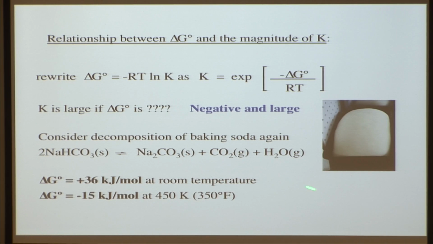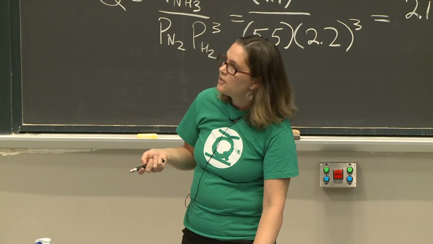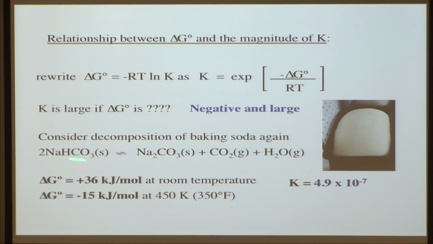But the good news was that if we remember to turn on the oven in baking bread and put it at a normal temperature in the oven, the delta G naught is minus 15 kilojoules per mole, so then it becomes a spontaneous reaction. Now we can think about this in terms of our equilibrium constant K. So if we do the math here, at room temperature, K would be 4.9 times 10 to the minus 7. That is a small number.